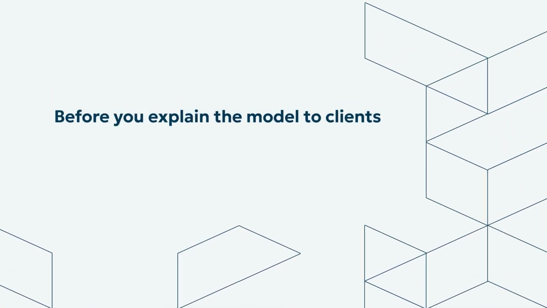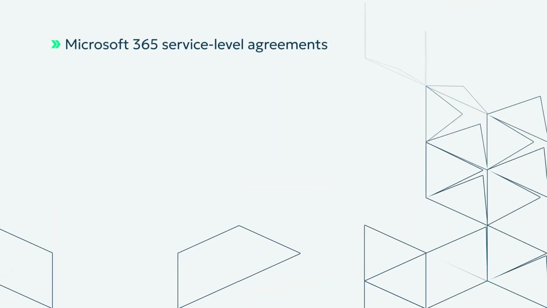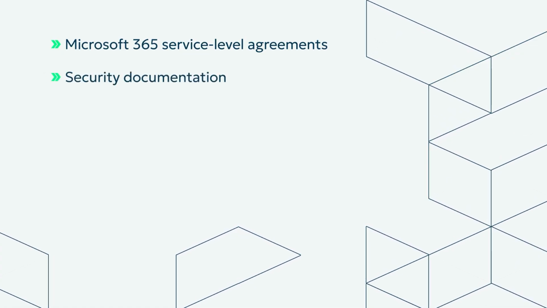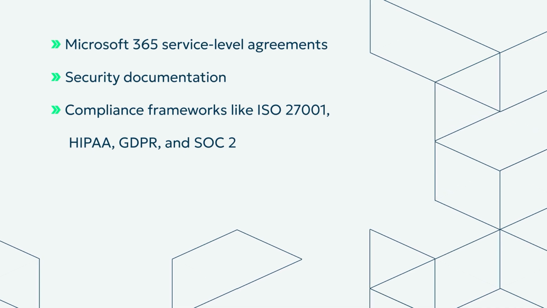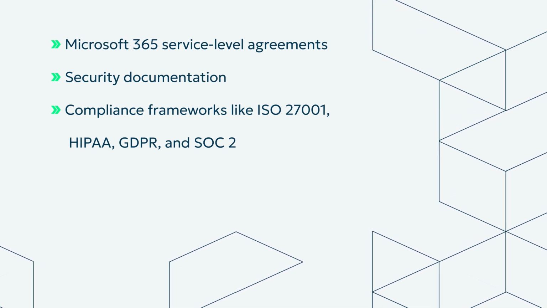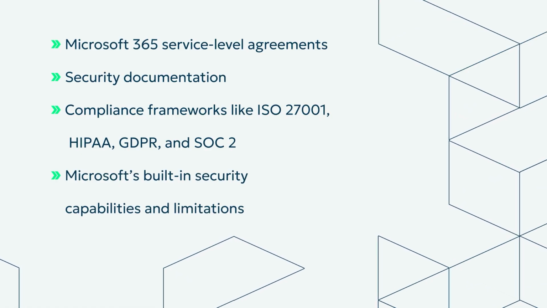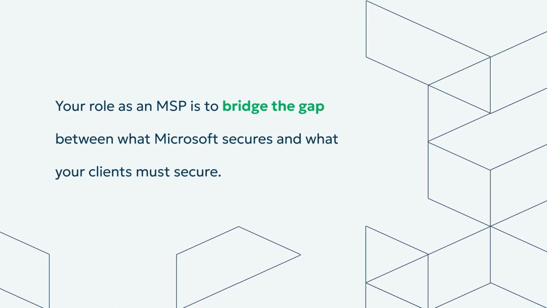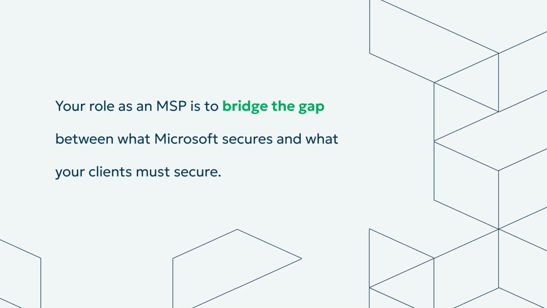Set the foundation for explaining the Microsoft 365 shared responsibility model. Before you explain the model to clients, you need a solid understanding of the following: Microsoft 365 service level agreements, security documentation, compliance frameworks like ISO 27001, HIPAA, GDPR, and SOC 2, and Microsoft's built-in security capabilities and limitations. Your role as an MSP is to bridge the gap between what Microsoft secures and what your clients must secure. Let's break down how to communicate that effectively.